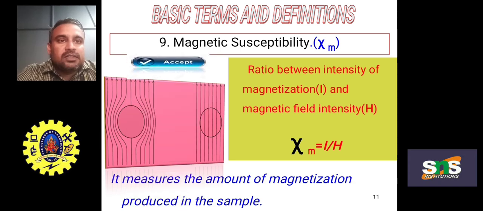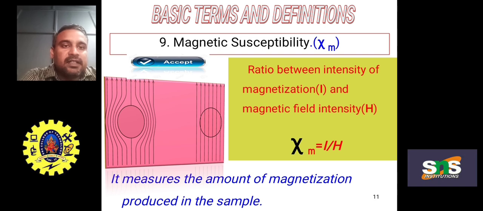The diagram shows, in the first diagram, the material placed in the magnetic field with lines of force expelled from the material. The second diagram shows the lines of force passing through the material. So it totally depends upon the amount of force passed, the amount of force experienced by the material, so it depends upon the nature of the material.